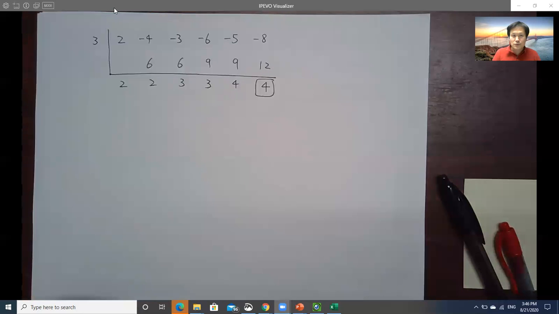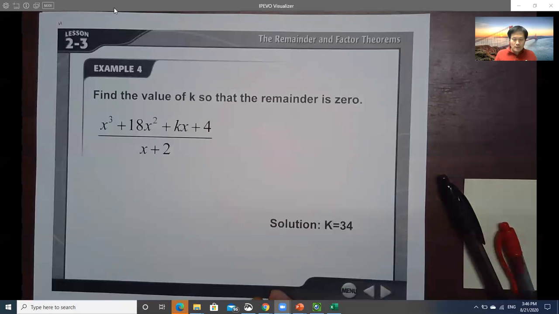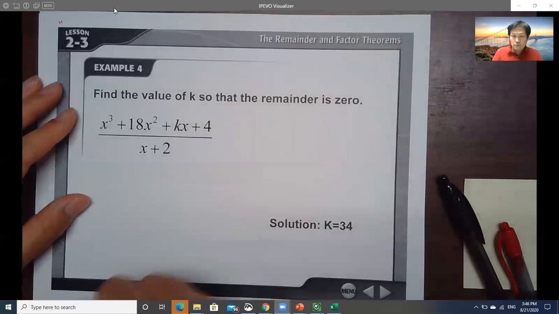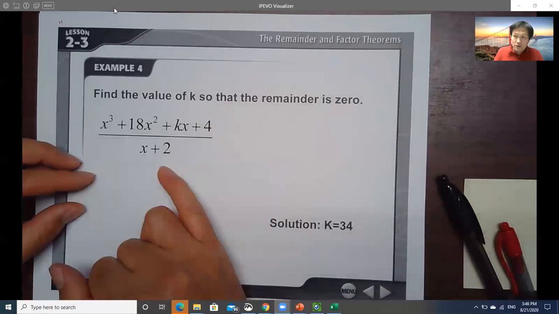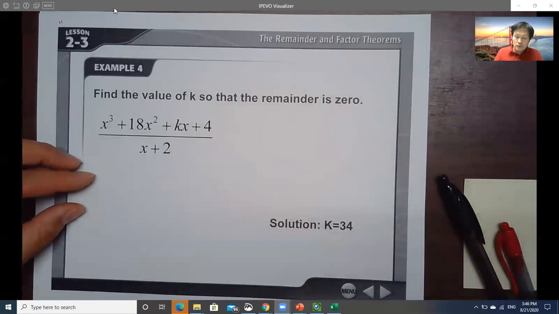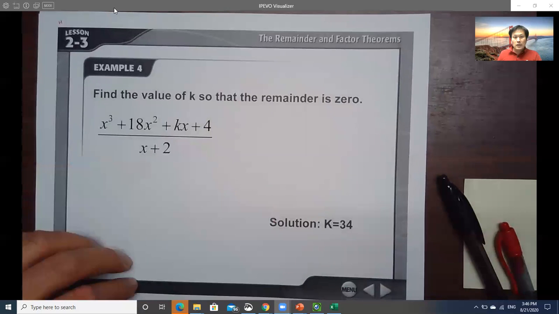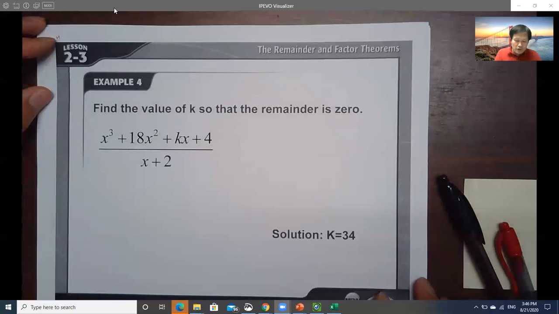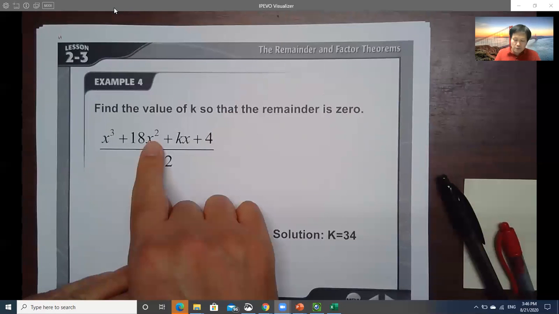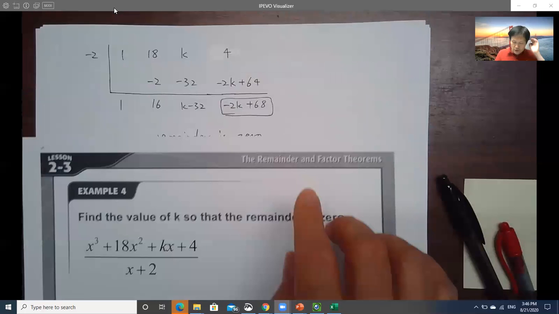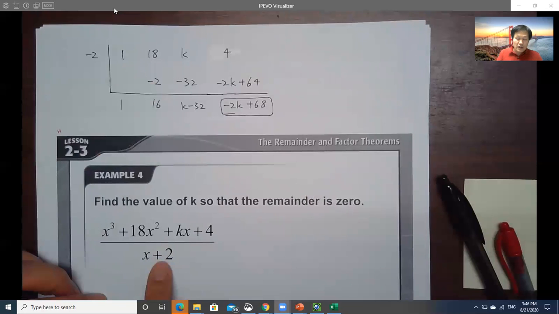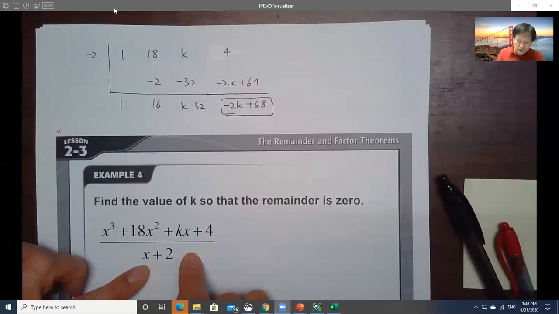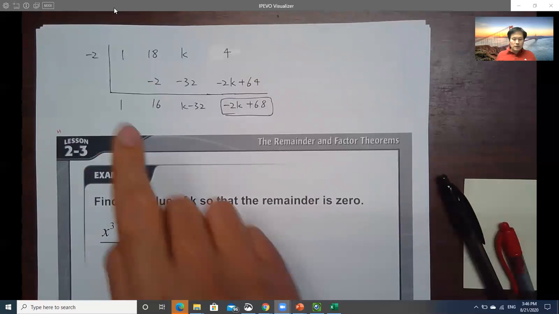Oh, there was a word problem there. Find the value of k so that the remainder is 0. So I'm asking, can you do synthetic division and make the remainder, the last number, be 0? What's the value of k? So this could be a little tricky. So here's the third power, second power, first power, 0 power. So I set it up like this first: 1, 1, 8, k, 4. And dividing by x plus 2, I have to let that equal 0 and solve for x, which is minus 2. So I set it up like that first.